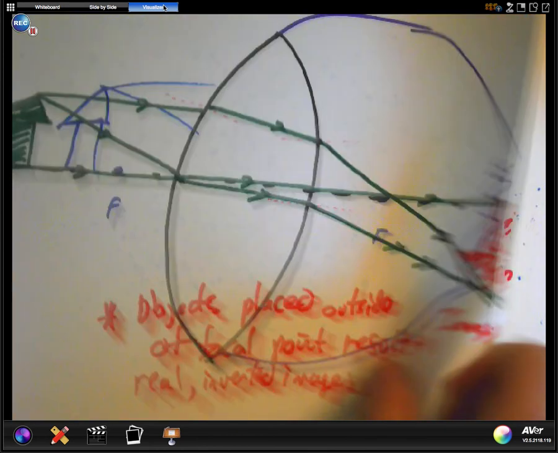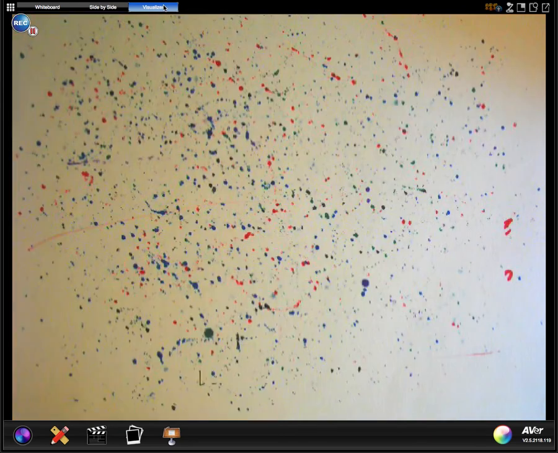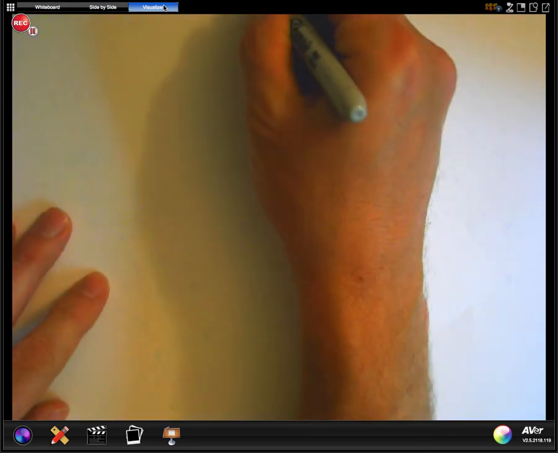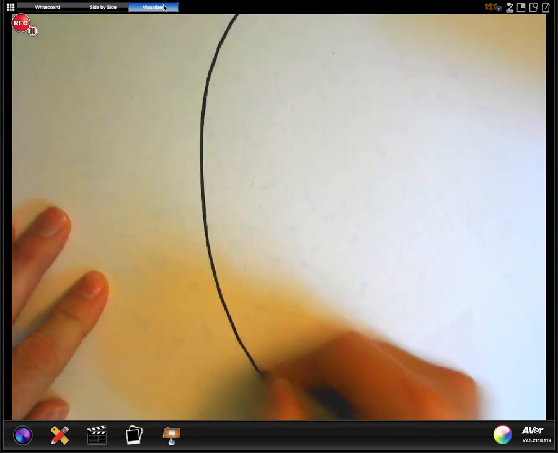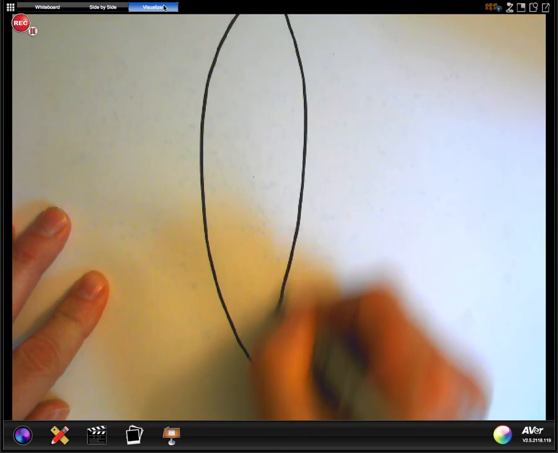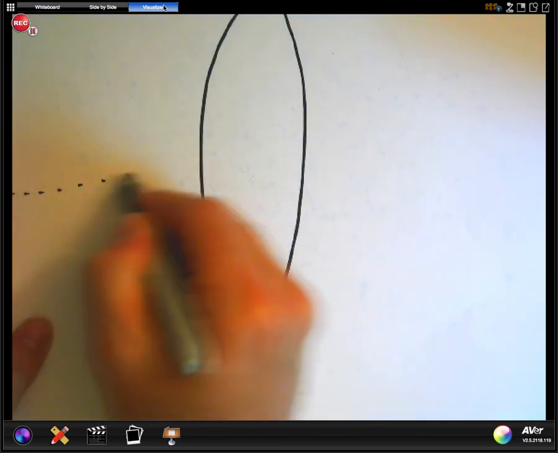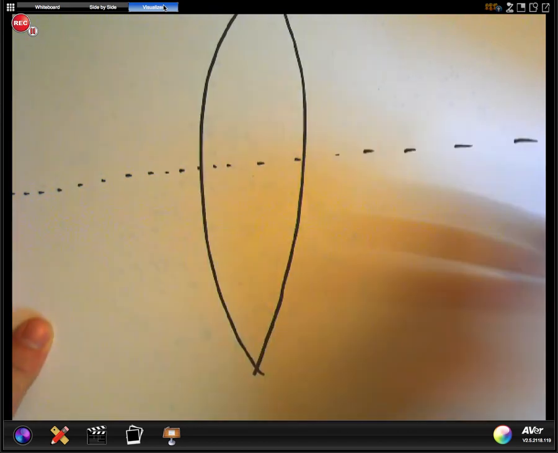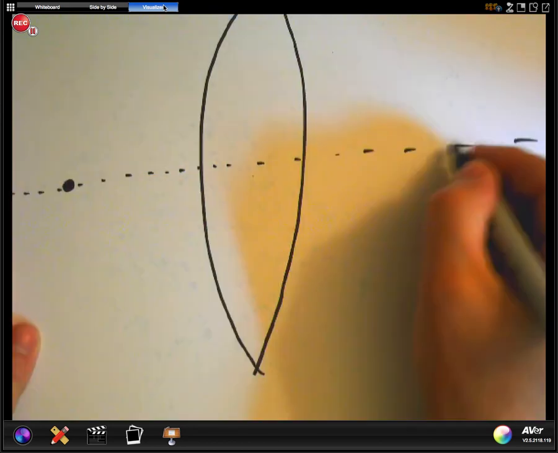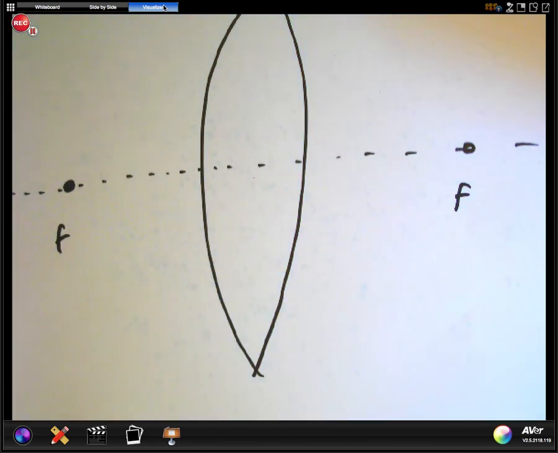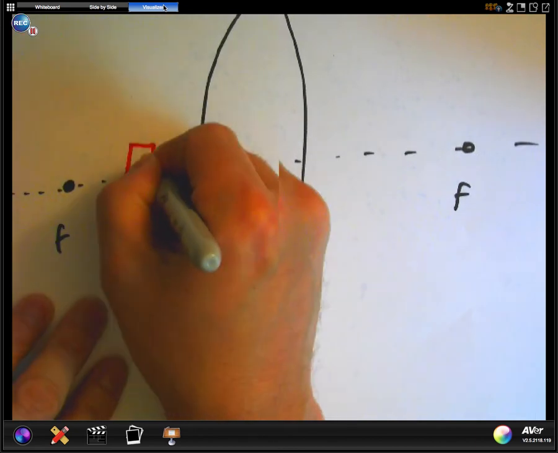Now let's see what happens if we place our object inside the focal length. So what I'm going to do for that is I'm going to kind of flatten my lens out a little bit here just to make it easier to try to put it inside the focal length. And draw my axis of symmetry. Let's say that the focal length is out here now. I'm going to draw my object inside that focal length. So maybe I'll write in here like this.